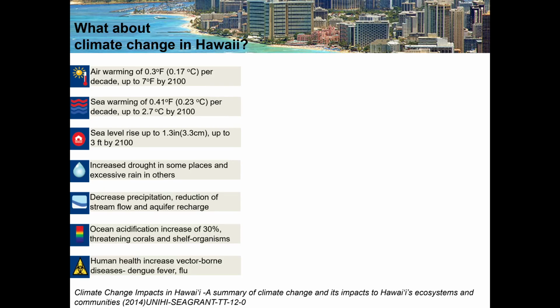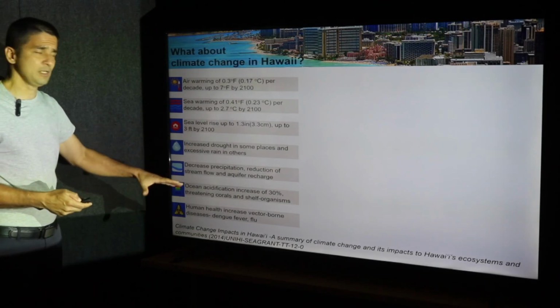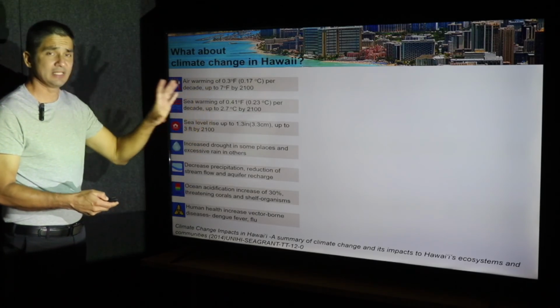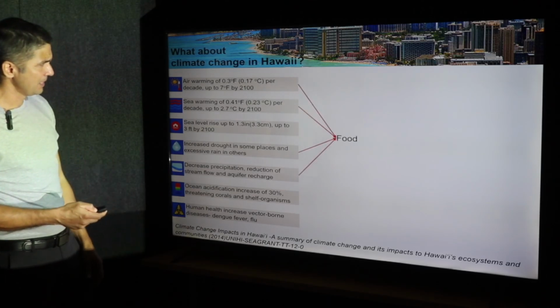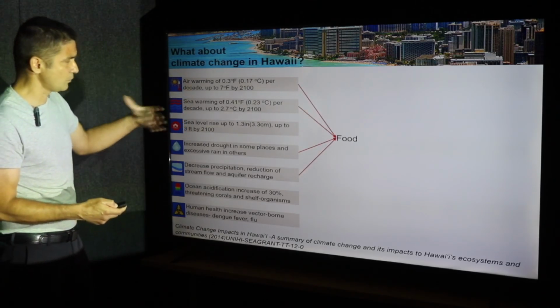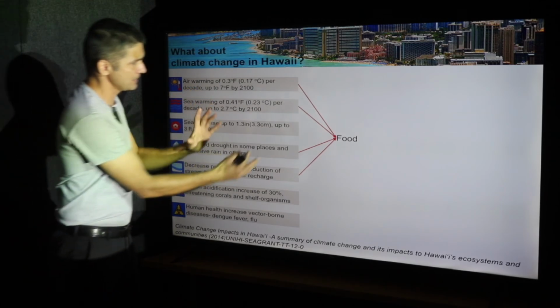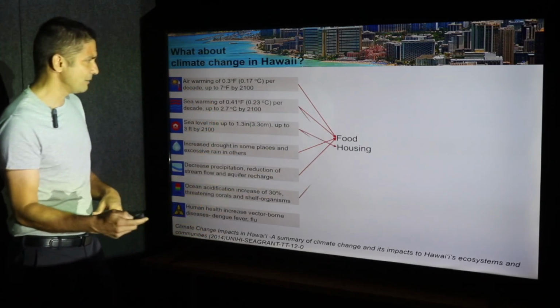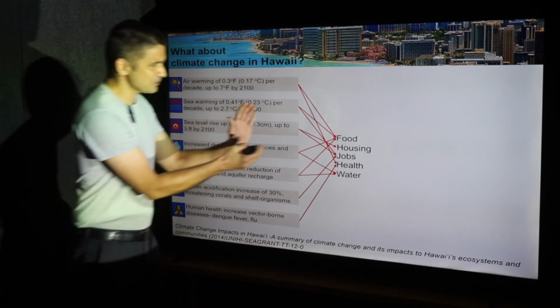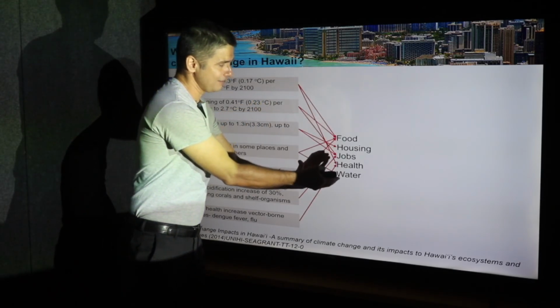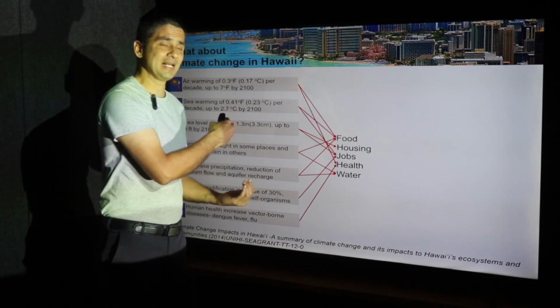So for Hawaii, there have been multiple changes that have already been observed, and those changes are projected to get even worse. And again, I invite you to check out the report that was done by Sea Grant. But all of these climatic changes, what it means for us on these islands is that they have the capacity to influence food, housing, jobs, health, and water. Almost every aspect of the quality of human life can be influenced by these climatic changes.